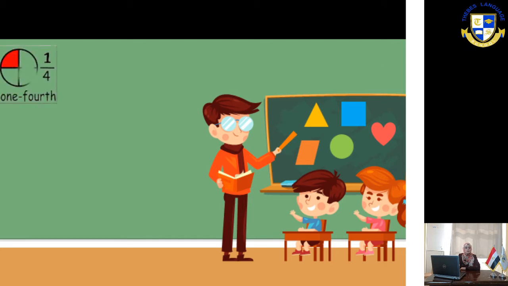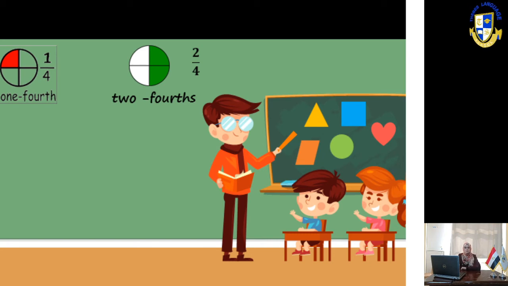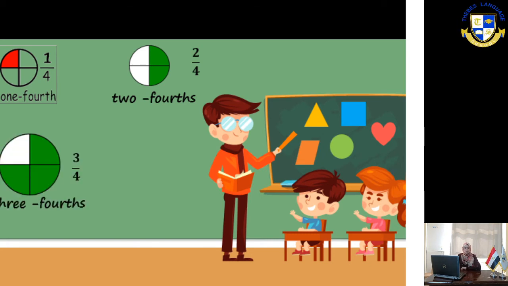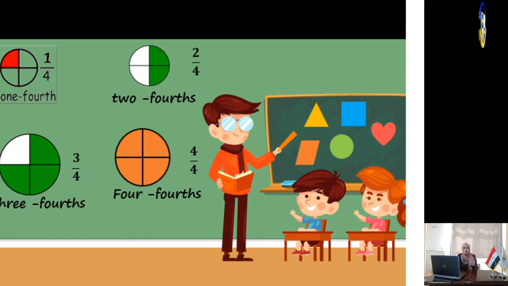Again, the circle is divided into 4 equal parts and just one is colored in red. So the colored part is 1/4. It's called 1/4 or quarter. When you color 2 parts green, this is 2/4, because you always start with the numerator. When you color 3 equal parts, this is 3/4. When you color the whole, you have 4 parts and all of them are colored, 4/4.